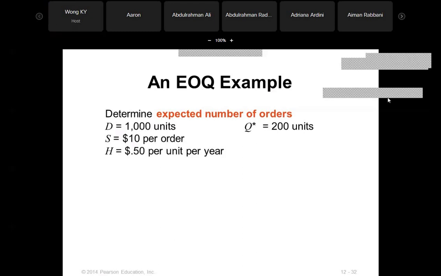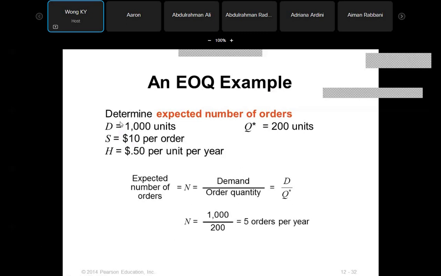5. Okay, very good. So as I said, it's common sense, right? Why 5? Because total demand is 1000. We need 1000, but every time we are only ordering 200. So it means we have to order 5 times. 1000 divided by 200, 5. So it means every year you have to order 5 times. So you have to make 5 orders every year.